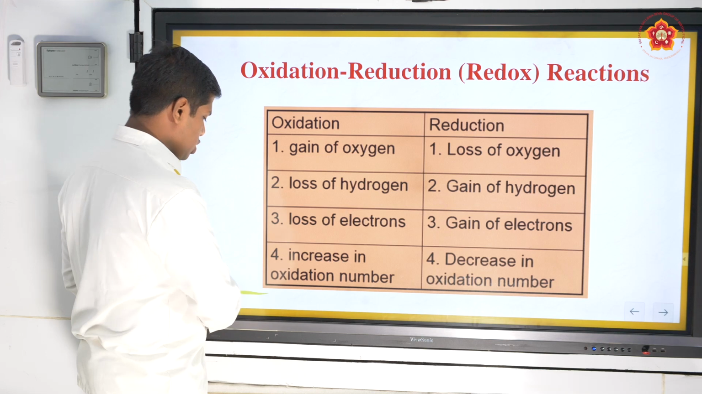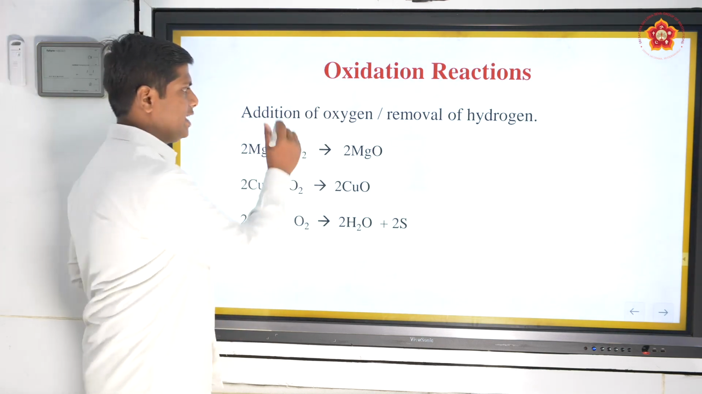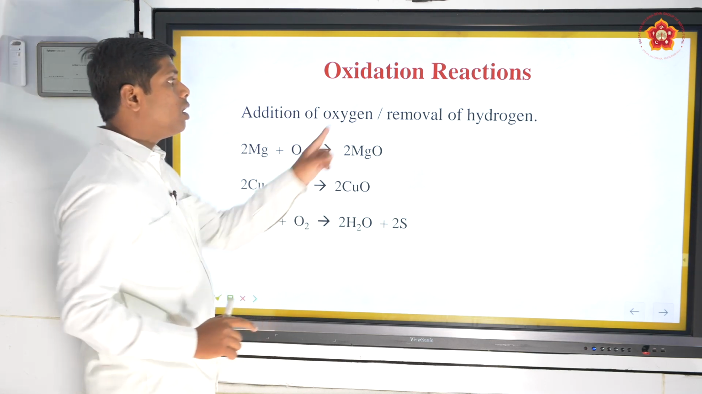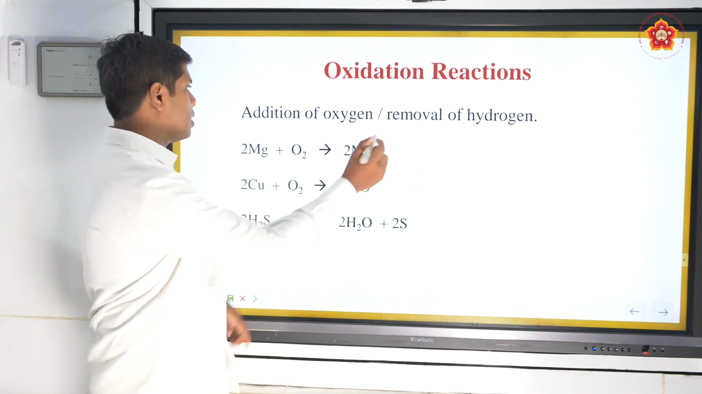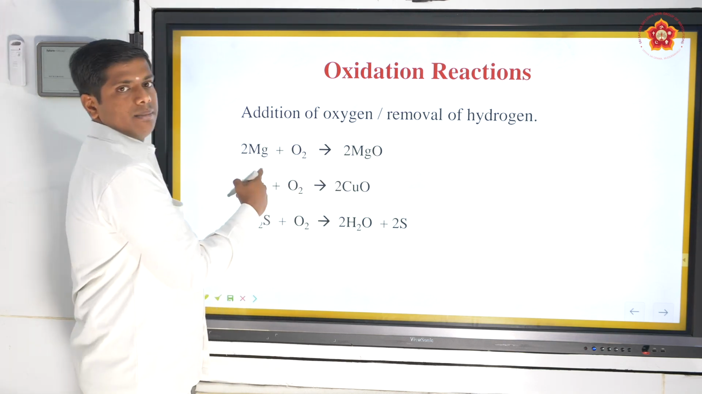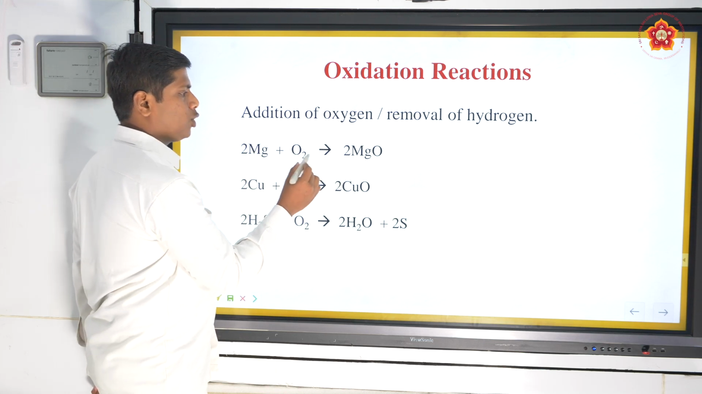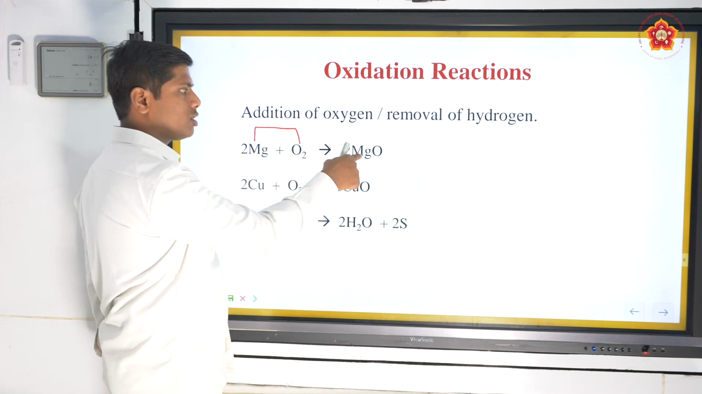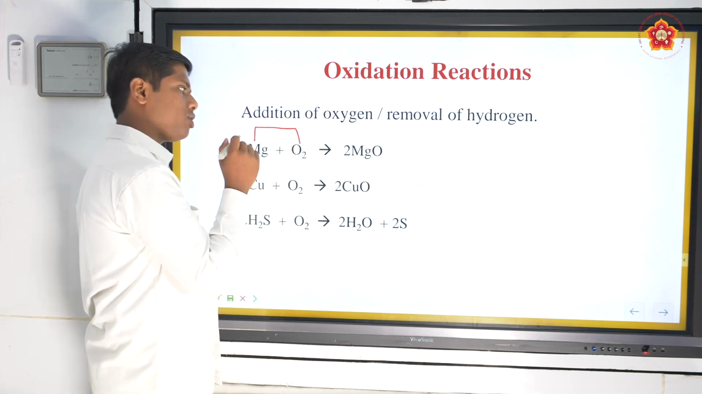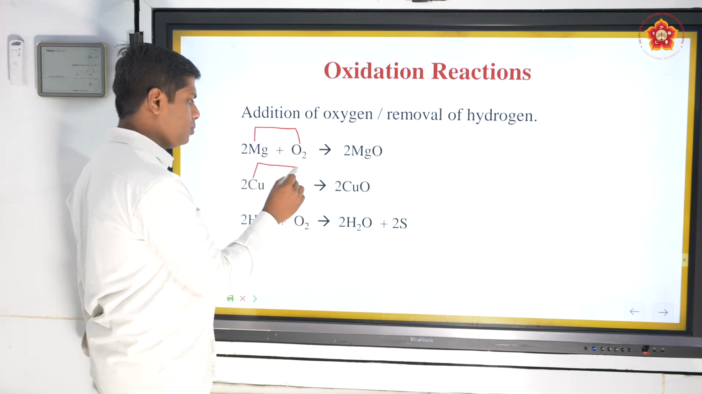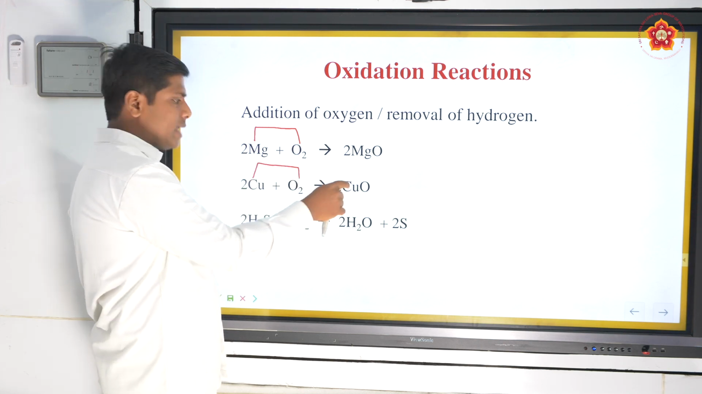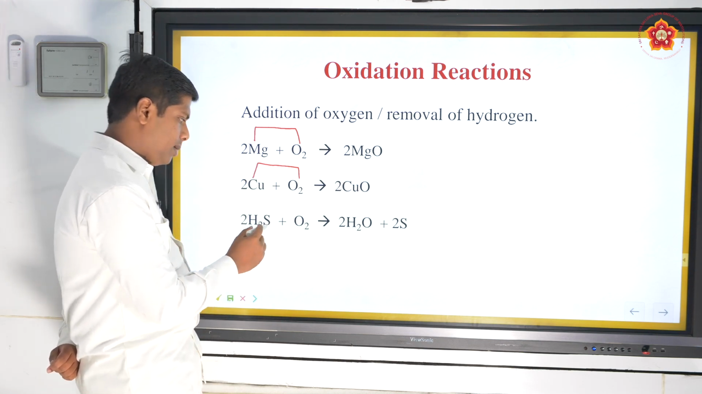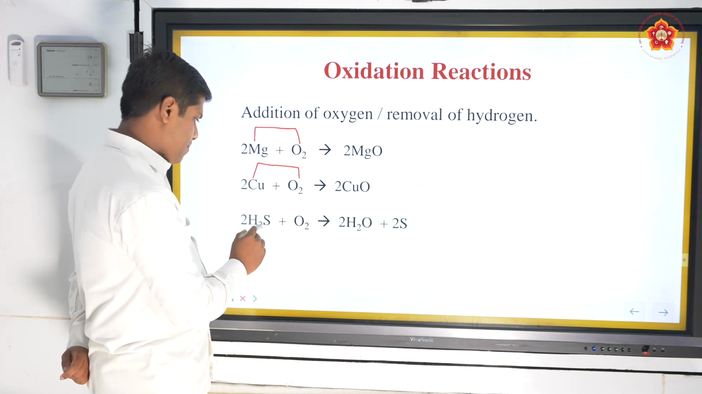Next, let us look at oxidation. Oxidation reaction means addition of oxygen or removal of hydrogen. Let us look at examples. Mg plus O2 gives MgO, here oxygen is added to Mg, so it is known as an oxidation reaction. MgO, magnesium oxide, very simple. Copper is oxidized to copper oxide because of addition of oxygen. Please remember this.